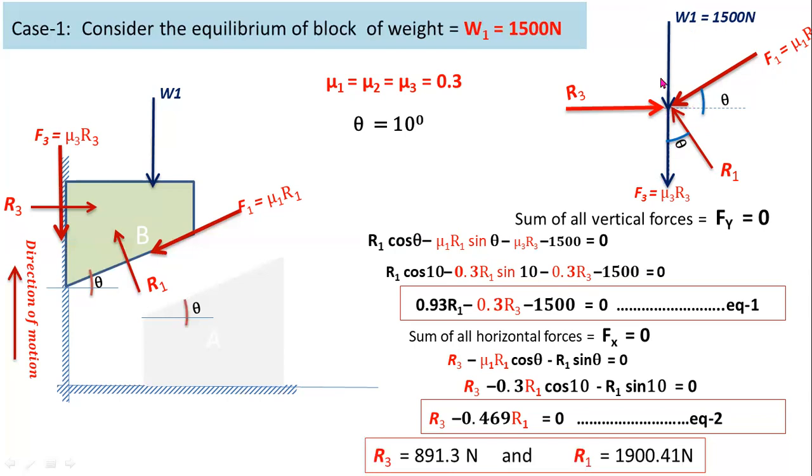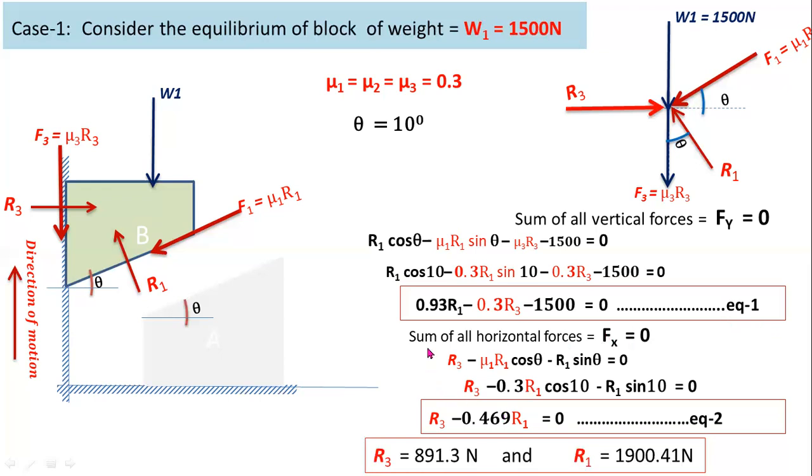Sorry, there are four vertical forces, four vertical components. For downward direction, you have to consider a minus sign. For upward action, you have to consider a positive sign. Now, from these two equations, you can get the value: 0.93 R1 minus 0.3 R3 minus 1500 equals 0. Let this be equation 1.